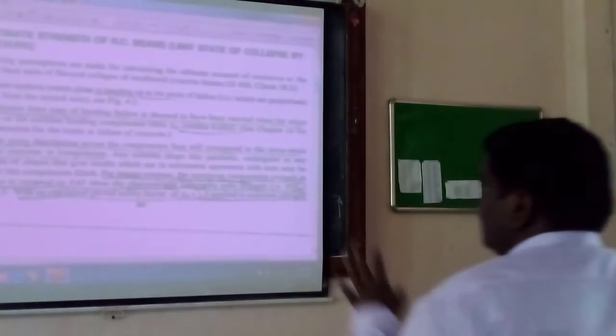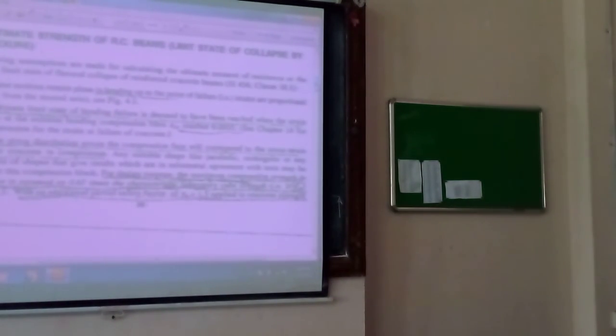First, the assumptions. Whatever assumptions are made in this theory, we have already seen in the last chapter; almost the majority of them I have already discussed with you. The first assumption is the one made in your mechanics of solids and mechanics of materials: a section which is plane before bending remains plane after bending. Here, a section which is plane before bending remains plane up to failure. First assumption: plane sections remain plane in bending up to the point of failure.